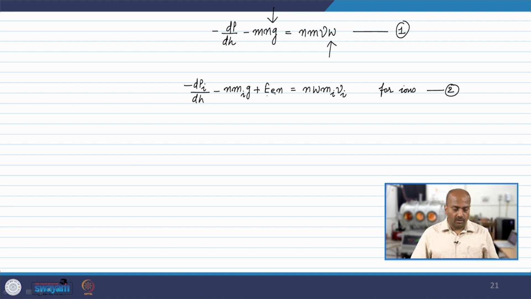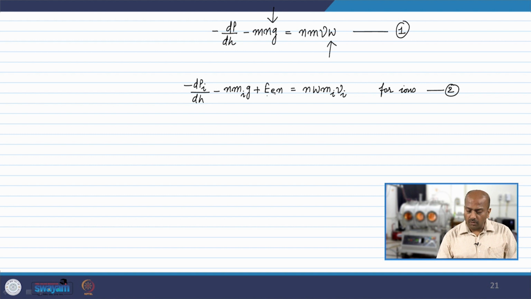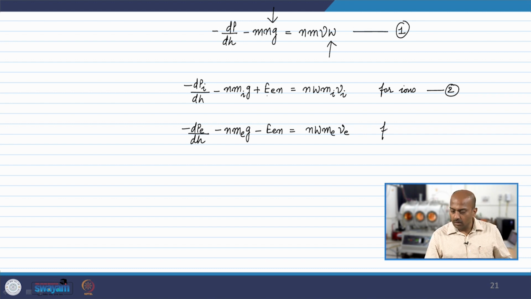And on the right hand side you have the collisional force. Similarly, we can also write an equation for the electron: minus dp_e by dh minus n m_e g minus e E n is equal to n w m_e ν_e. This is for an electron. So, we call this equation number 3.